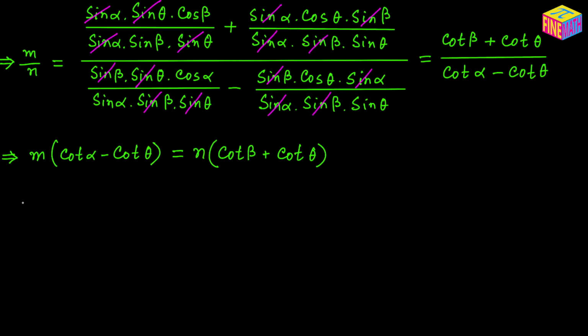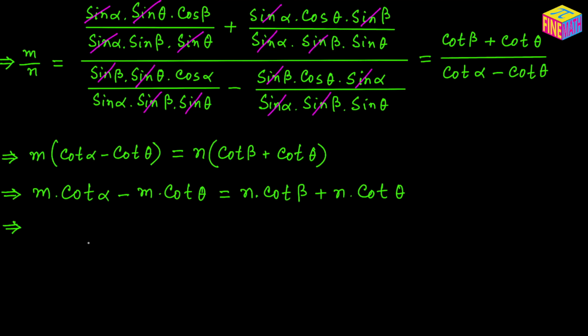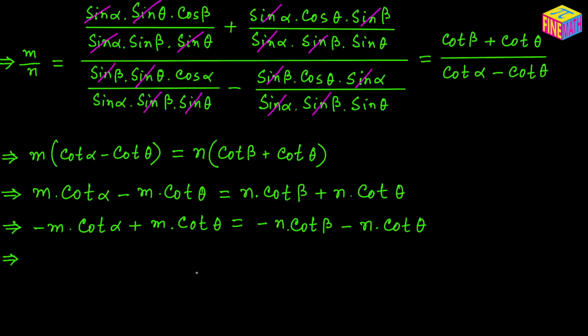And now let's remove the parenthesis. So on the left hand side we are going to get m times cotangent of alpha minus m times cotangent of theta is equal to, on the right hand side, n times cotangent of beta plus n times cotangent of theta. And now let's multiply both sides by negative 1, so it will become negative m times cotangent of alpha plus m times cotangent of theta is equal to negative n times cotangent of beta minus n times cotangent of theta. Next, I am going to combine the cotangent of theta terms together.